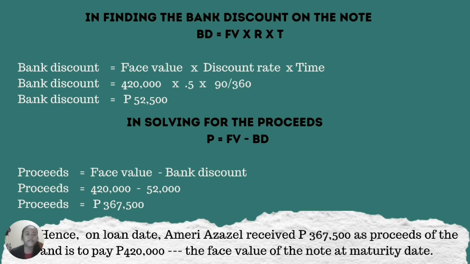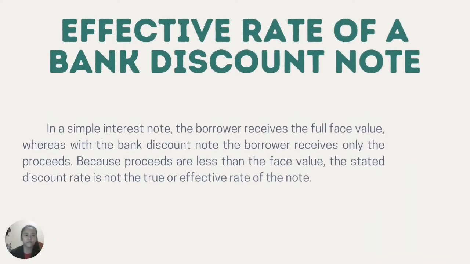Bank discount equals the face value times discount rate times time. Let's substitute the given values, 420,000 times 0.05 times 90 over 360, and we came up with the bank discount of 5,250. In solving for the proceeds, we have 420,000 minus the bank discount, which equals 367,500. Hence, on loan date, Amiri Azazel received 367,500 as the proceeds of the loan and is to pay 420,000, the face value of the note, at maturity date.